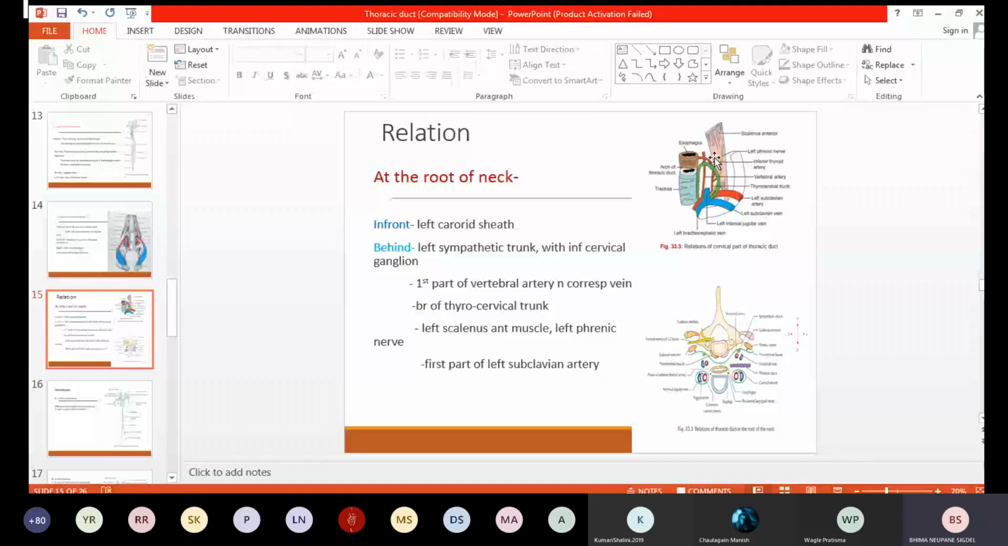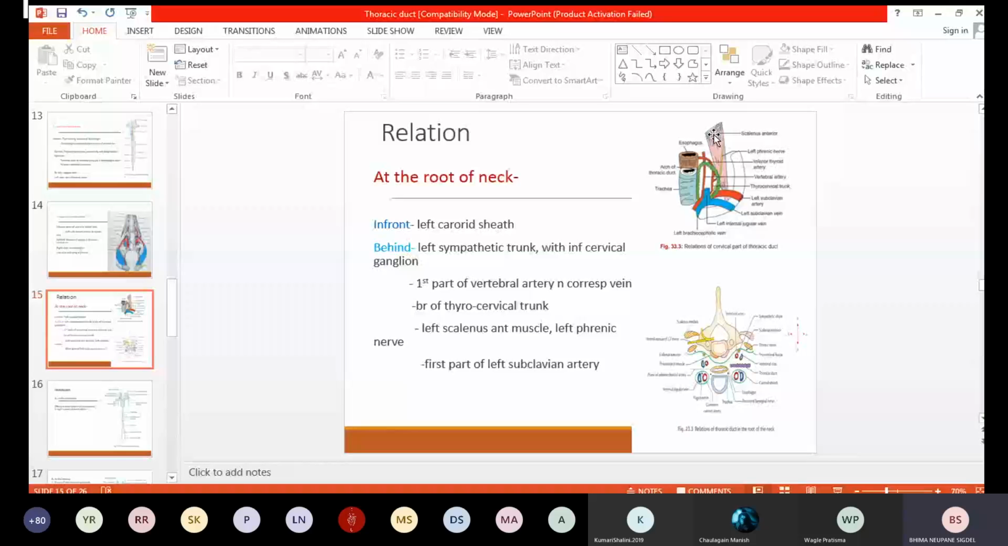Behind is the left sympathetic trunk. After that is the first part of the vertebral artery, which is a branch of the subclavian artery, and the corresponding vertebral vein. After that, there is the thyrocervical trunk, which is also a branch of the subclavian artery. And one muscle you can see, which you have also studied in the first rib, scalenus anterior, the scalene tubercle was there in the first rib.